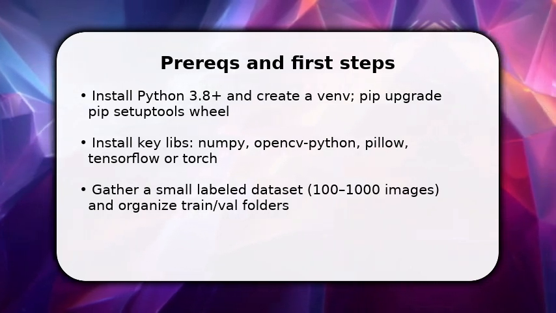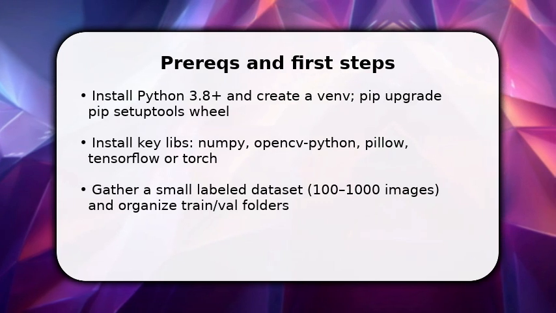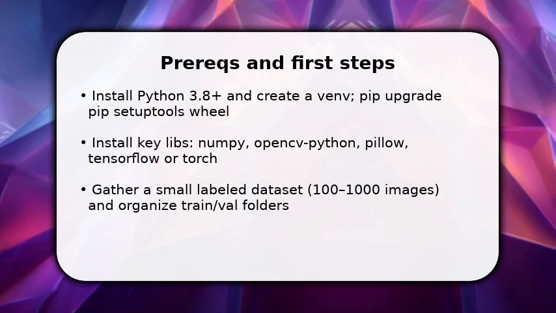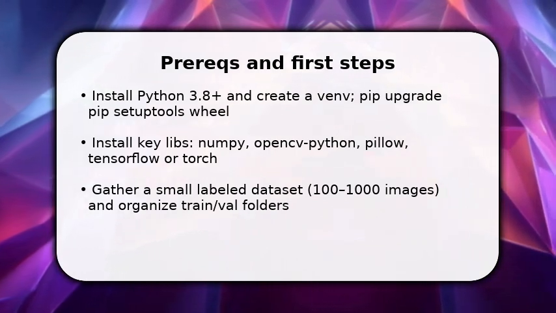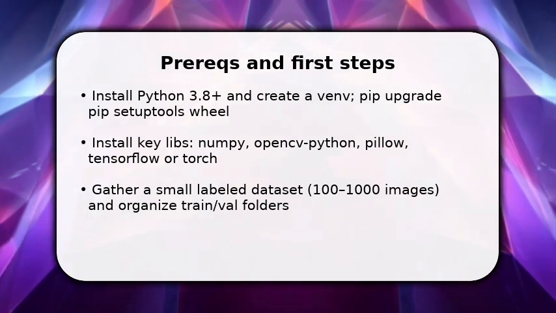Next, assemble a labeled dataset and train/validation folders. Make sure classes are balanced if possible. Once done, write a tiny data loader script to read, resize, and normalize images. This step lets you iterate quickly and ensures consistent inputs.